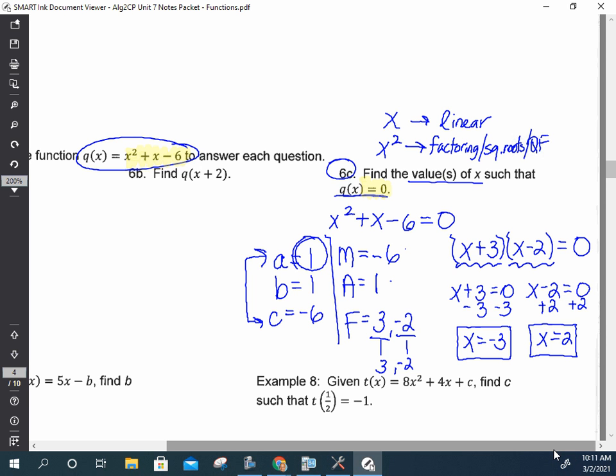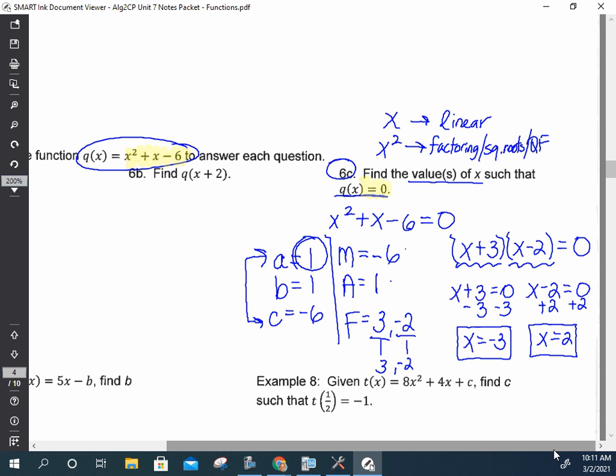So, remember, like I said, not every single one of these problems is going to have two answers. If you're going to factor it, then you should expect to have two answers. If you don't have to factor it, then you're not going to have two answers. You'll probably just have one.